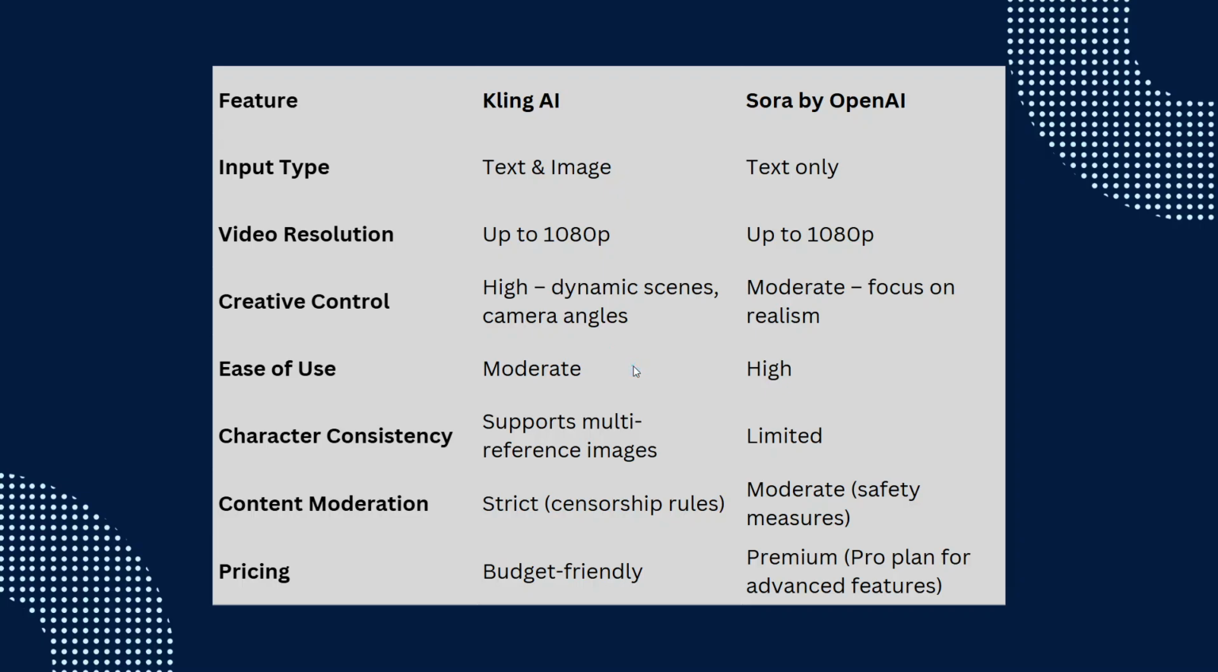Another appealing aspect of Kling AI is its creative flexibility. The platform empowers users to experiment with dynamic camera angles, intricate scene compositions, and a range of animation styles, supporting creative storytelling. Furthermore, Kling AI offers a budget-friendly credit system, making it an economical choice for creators and small businesses who are mindful of their spending.